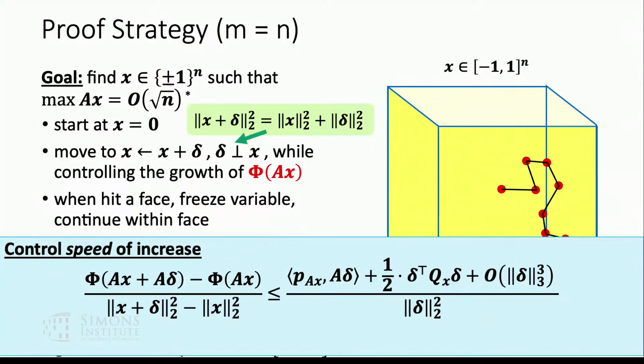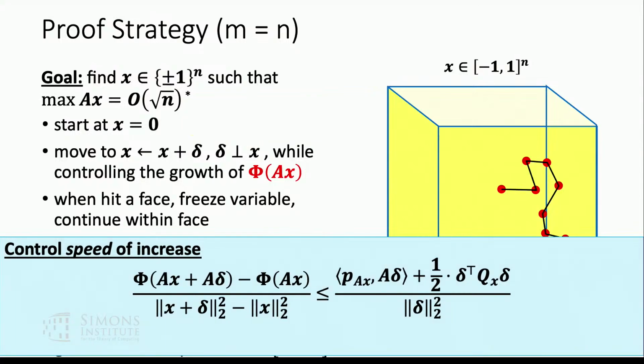Now, using Taylor expansion, I note that this change in phi is going to be given by this linear term plus quadratic term plus higher order terms. And I know that this difference is going to be exactly given by the squared L2 norm of my update delta. Of course, when I take very small steps, this higher order term does not really matter. It's just going to go to 0. So all I need to focus on is the first order term and the second order term.